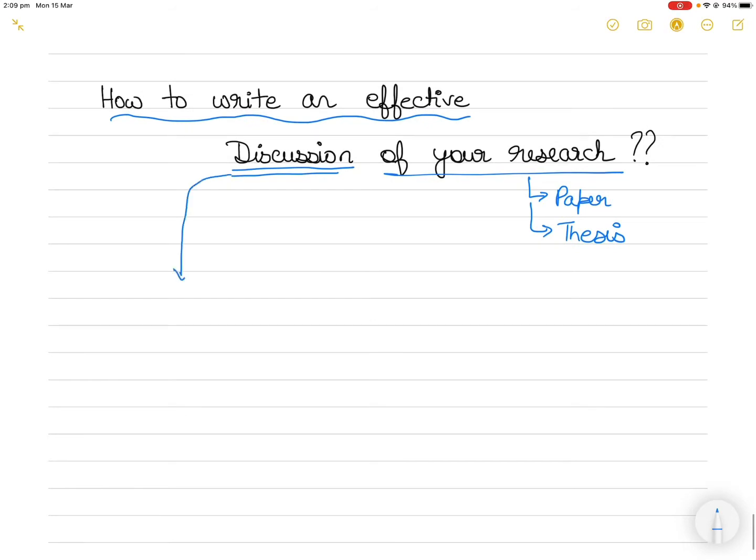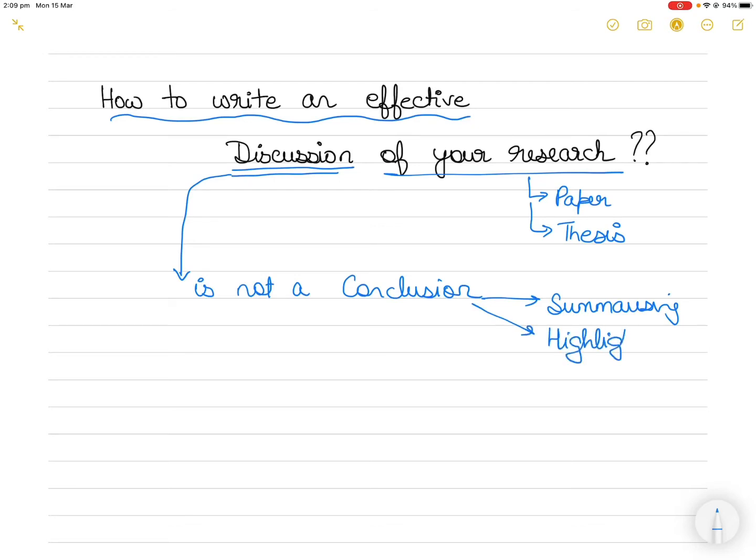A discussion, you should know, is not a conclusion. All right, so there's a difference between discussion and conclusion. Conclusion is something where you are summarizing your research, briefly highlighting the findings, and maybe discussing the avenues of future work. Just a brief discussion. All right, this should be very brief.